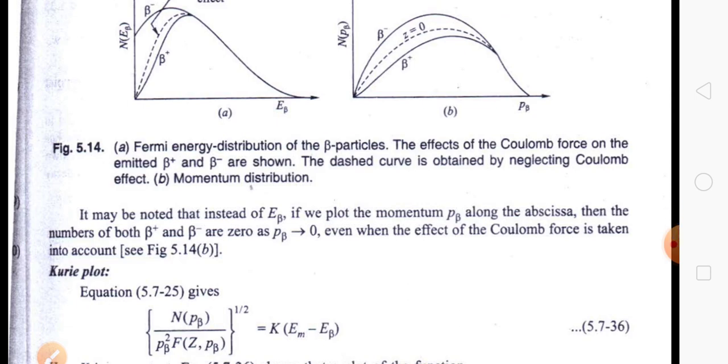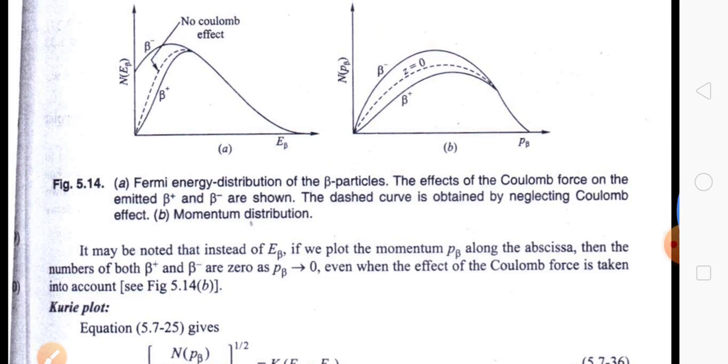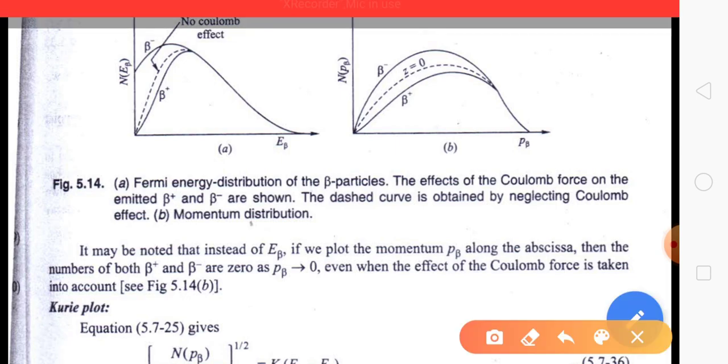It may be noted that instead of E beta, if we plot the momentum along the abscissa, then the numbers of both beta positive and negative are 0 as Pb tends to 0, even when the effect of the Coulomb force is taken into account.